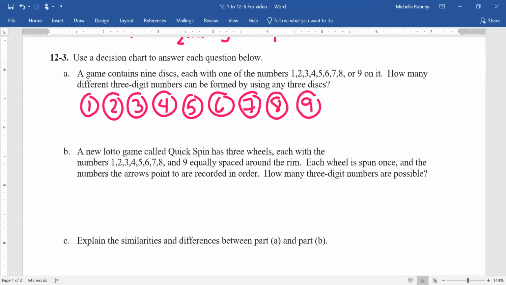And what we're trying to do is pick from these and get how many different 3-digit number codes we can get by picking 1 disc, then another disc, then another disc. So try to set up a decision chart for this and come up with your final answer.